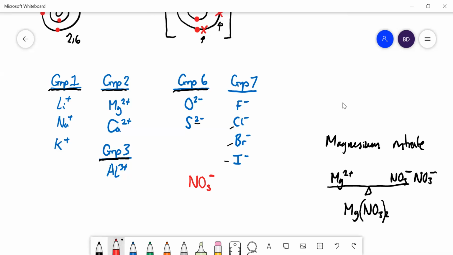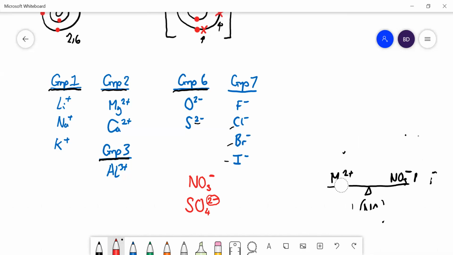And I can't stop myself, so I'll just do one more, the sulfate ion. Now the sulfate ion, don't confuse the 4 and the 2 there. The 4 shows the number of oxygens, but the charge on this ion is 2 minus. It's the superscript number. Okay, so let's do sodium sulfate as the very last one.